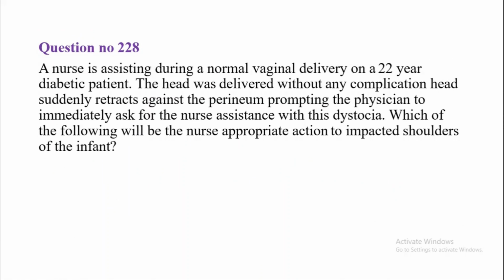Question number 228. A nurse is assisting during a normal vaginal delivery of a 22-year-old diabetic patient. The head was delivered without any complication. The head suddenly retracts against the perineum, prompting the physician to immediately ask the nurse for assistance with this dystocia. Which of the following will be the nurse's appropriate action to impact the shoulder of the infant?